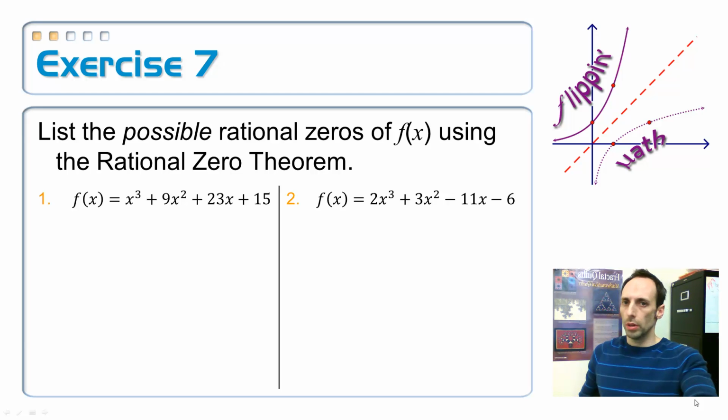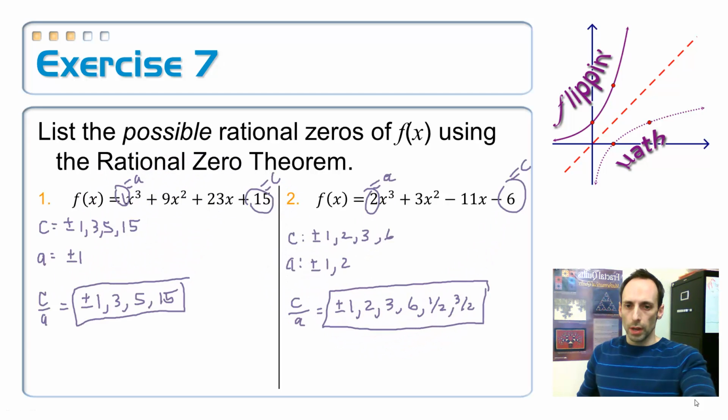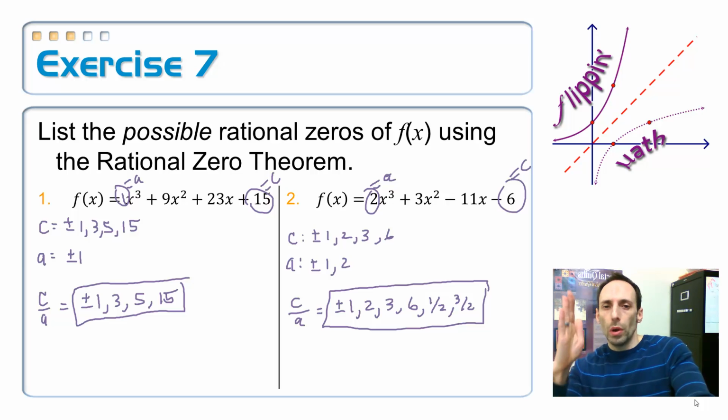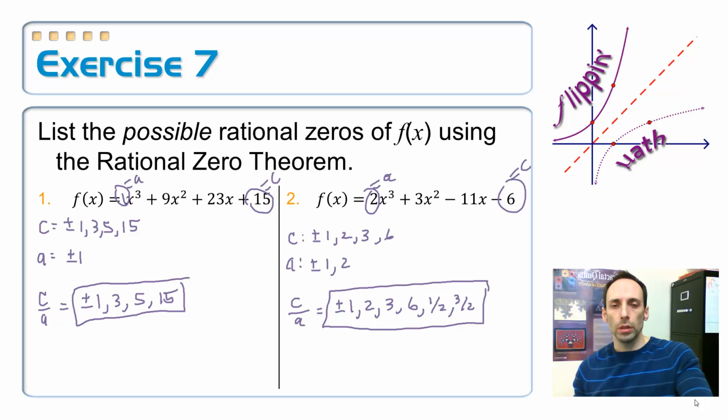Well, what do you think? How about this? On the first one, the constant term was 15, so I have 1, 3, 5, and 15 as the factors, and the leading coefficient is 1, so when I divide those out, I just get 1, 3, 5, and 15. So maybe you can generalize that whenever your leading coefficient is 1, the only possibilities that you're going to have as rational zeros are the factors of the constant term. That's it, because we're dividing by 1, it's not going to change.